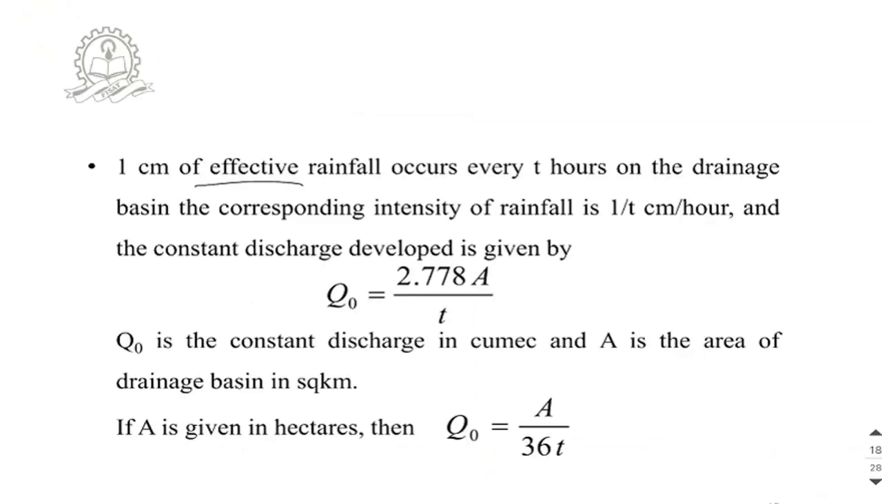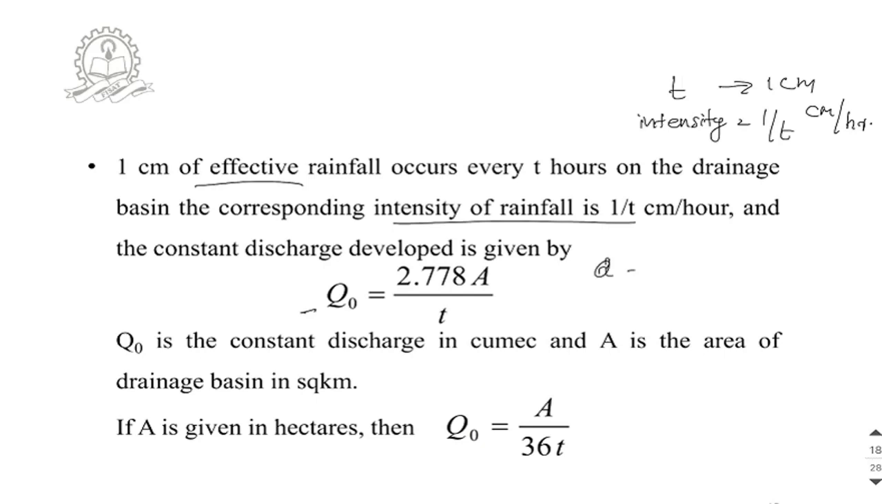Next we will discuss how to calculate the constant discharge. 1 centimeter of effective rainfall occurs every t hours on the drainage basin. The corresponding intensity of rainfall is 1 by t, that is, in t hours we get 1 centimeter of rainfall, so the intensity is 1 by t centimeter per hour. So the discharge we can calculate, if the area of the drainage basin is given, using the equation Q equals area times intensity of rainfall.